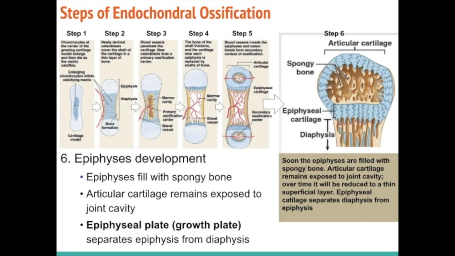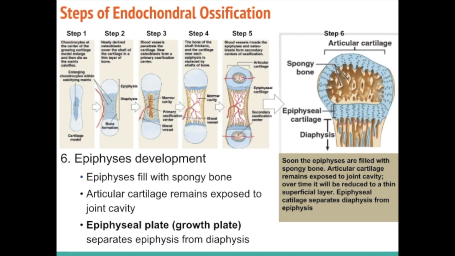Because of the work performed at the secondary ossification centers, the epiphyses are soon going to be completely filled with spongy bone. And so there will just be a thin layer of cartilage that remains at the periphery, and we call that layer the articular cartilage. Articular refers to the term we use to describe joints, or the surface at which two bones meet. And so over time, that articular cartilage is going to be reduced to become thinner and thinner until it's really just a thin superficial layer that will line the ends of the bones, or line the epiphyses.